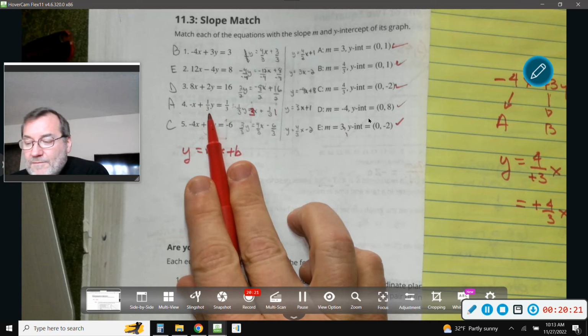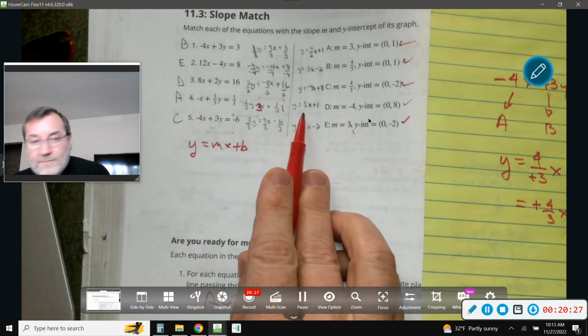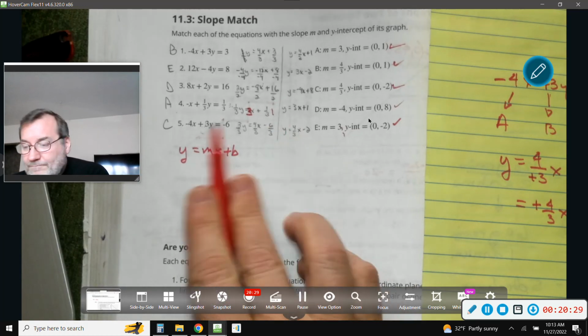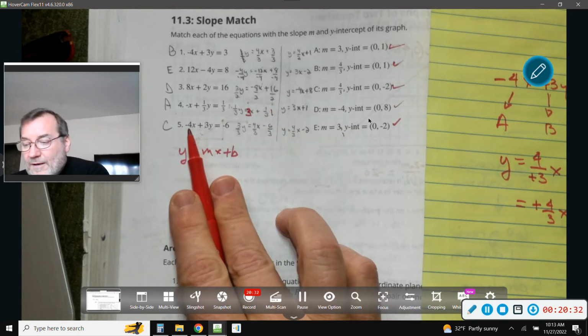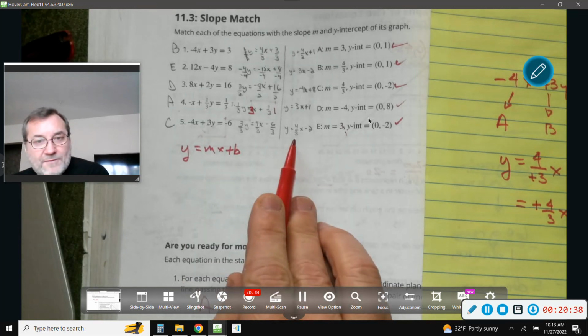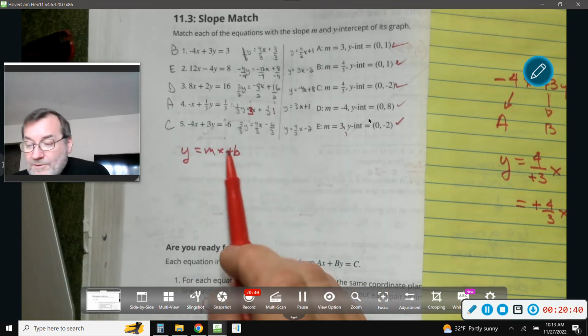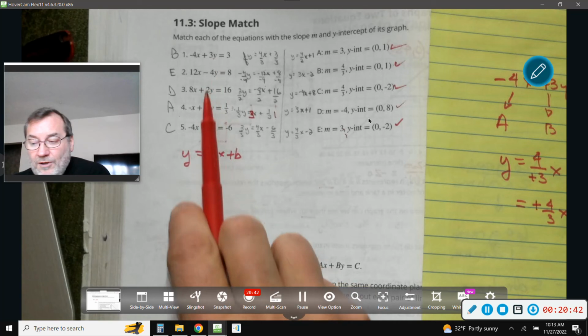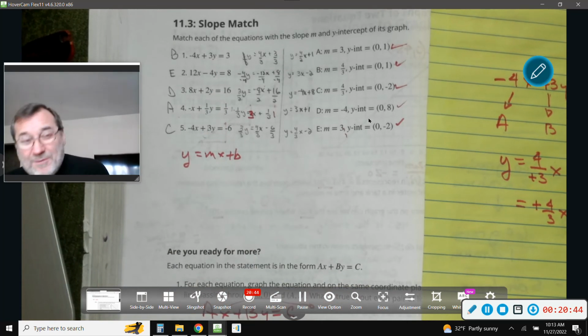Negative 1 divided by 1/3, that's a negative 3. Now change the sign. Oh, it's positive 3. But here, negative 4 divided by 3, that's a negative 4/3. Now change the sign. Oh, positive 4/3. So if you get really good at this, you can look at these equations and tell me what the slope is just by looking at it.